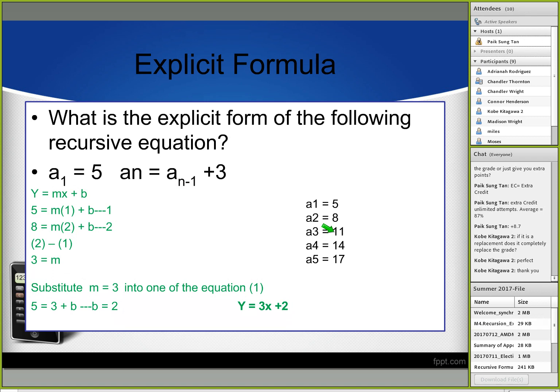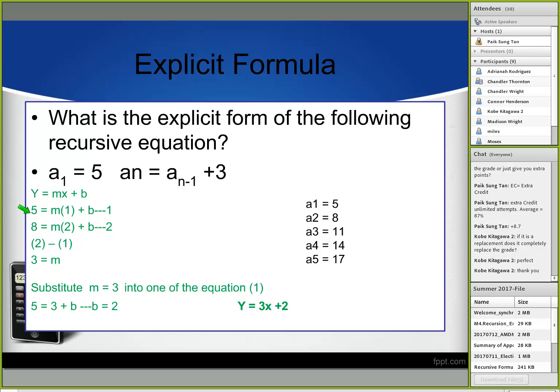So let's see. Because this is adding a number, right? You add a number to get to the next number. So we know it's a linear equation. Just start with the generic formula y equals mx plus b. In this case, I know when x is 1, my y has to be 5. So I plug in x is 1 here, and y is 5 here. Okay, now I've got one equation.